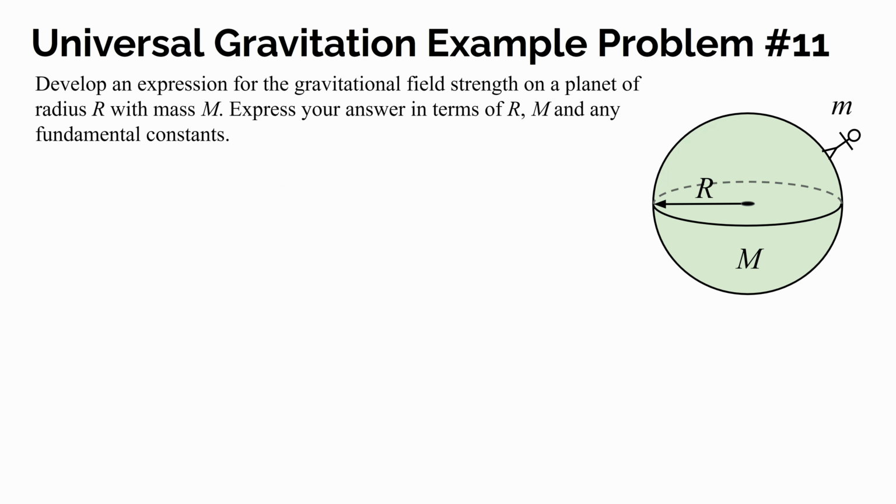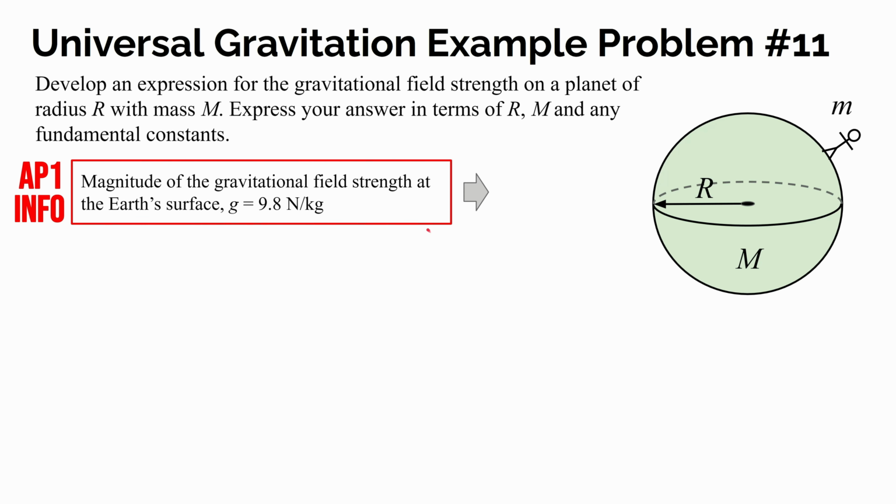Think about the Earth. The Earth's gravitational field strength, and if you have the AP Physics 1 equation sheet or information sheet, it says the magnitude of the gravitational field strength at the Earth's surface, which we use a lowercase g to stand for, is equal to 9.8 newtons for each and every kilogram. It's the amount of force felt for every kilogram of mass at that location. So we want to try to figure out the amount of gravitational force felt for every kilogram of mass on this planet's surface.